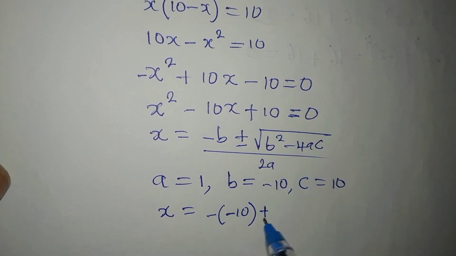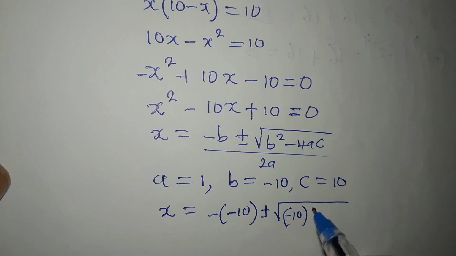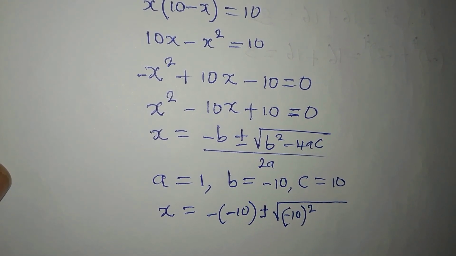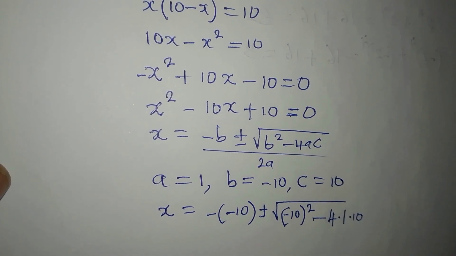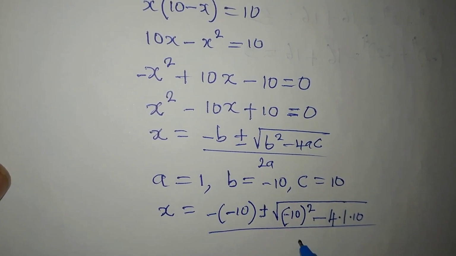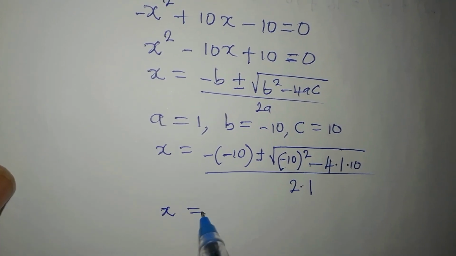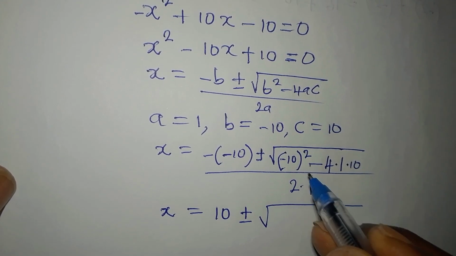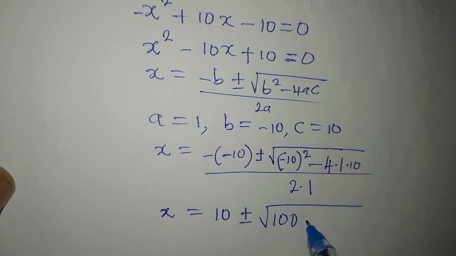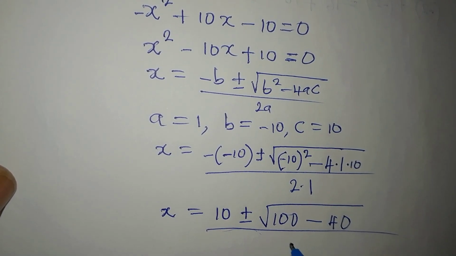And then we have plus or minus square root of b squared, which will be minus 10 squared. If you don't have this bracket in the square root, you're wrong. Then minus 4 times a, which is 1, and c is 10. Then we divide all of this by 2 times 1. So to continue, our x will be negative times negative is positive, plus or minus 10 squared is 100, then minus 40. That is 4 times 1 times 10. We divide all of this by 2.